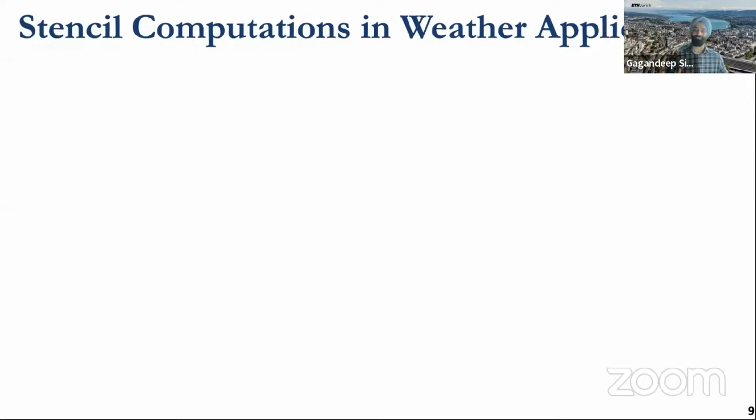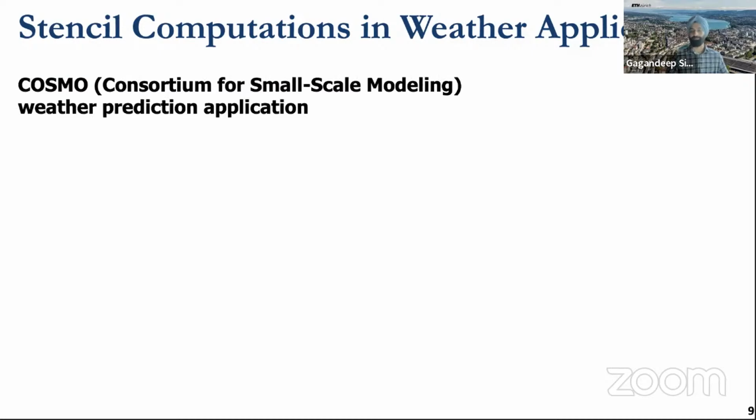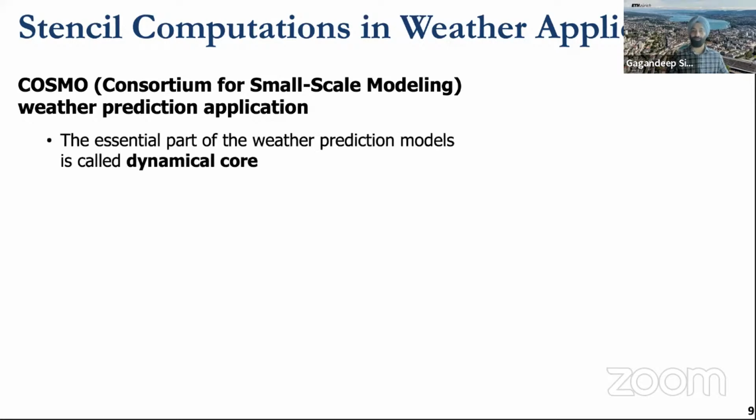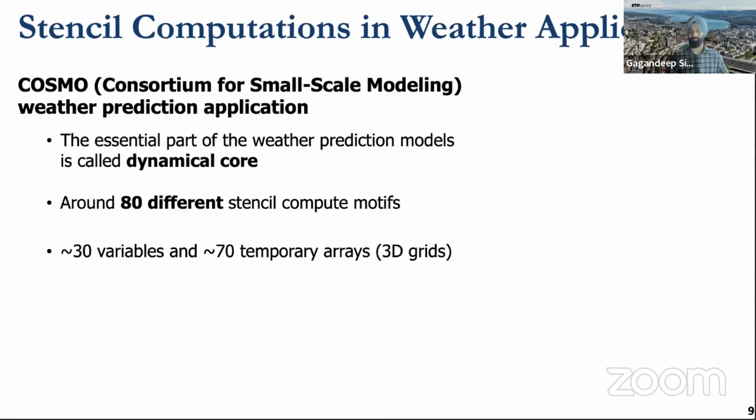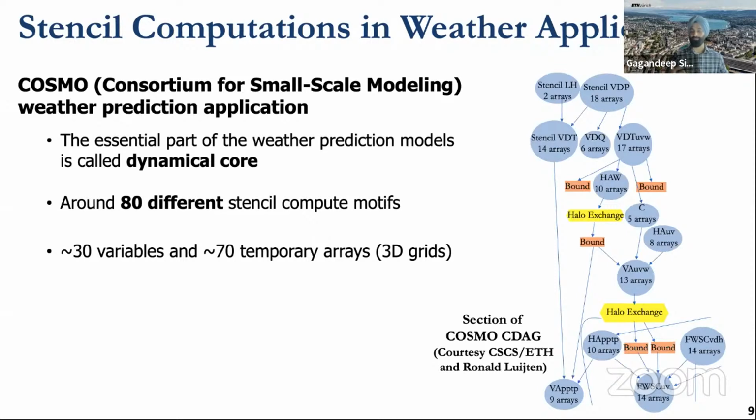If we look at stencil computation in a real-world weather prediction application, we use a case study of COSMO, the Consortium for Small-Scale Modeling. It's a weather prediction model used in Switzerland by MeteoSwiss. The central part of the COSMO model is called the dynamical core, or dycore. It has around 80 different stencils with different compute motifs, and they use 30 variables and 70 temporary arrays. It's a really massive amount of computation that happens using stencil patterns.